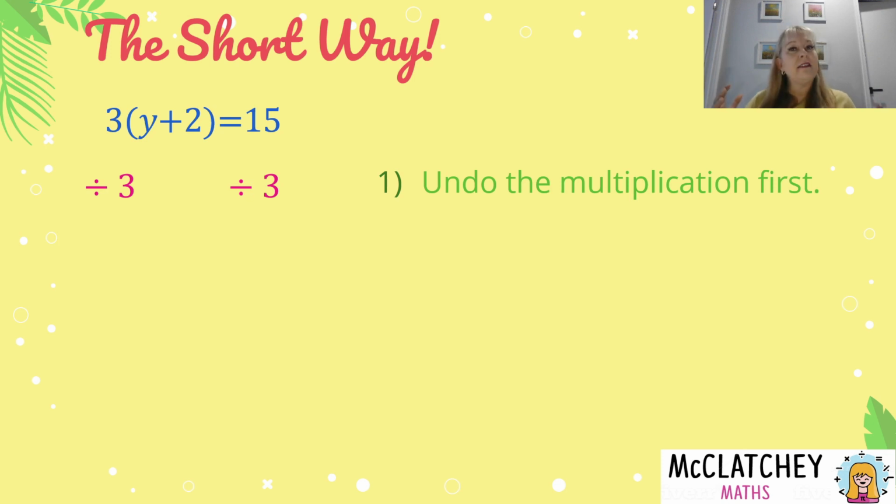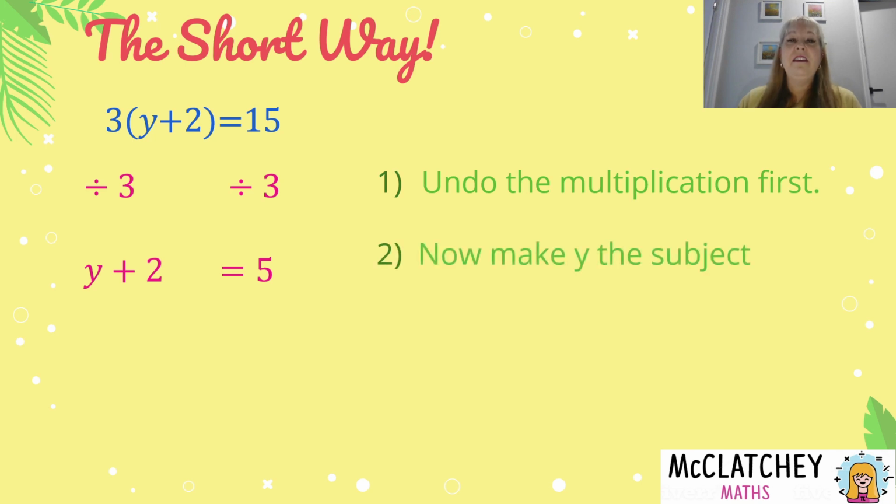So you'll notice that that was our final step in the long way. It becomes our first step in the short way. So we divide both sides by 3, we get y plus 2 equals 5. Now I get a lot of students when I do this method who will say to me, but where did the brackets go? Well, remember, the brackets mean multiply, but we've undone multiply, so that means the brackets don't need to be there either, because now everything's multiplied by 1. So now we've got y plus 2 equals 5, and you can very easily see by inspection that to make y the subject, we've got to subtract 2 from both sides, and y will equal 3.